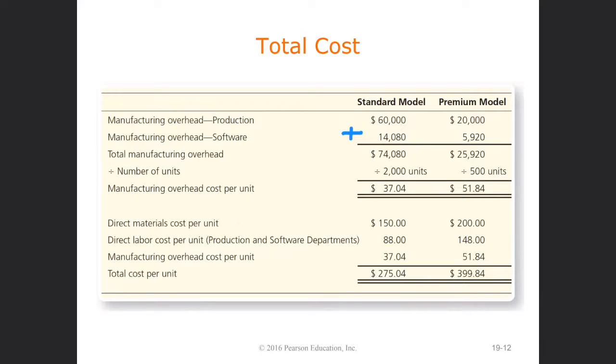So your manufacturing overhead production plus your manufacturing overhead software equals total manufacturing overhead. Total manufacturing overhead divided by the number of units equals manufacturing overhead cost per unit. Your total cost per unit is direct materials cost per unit plus direct labor cost per unit plus manufacturing overhead cost per unit. So all of your cost per units added together gives you your total cost per unit.